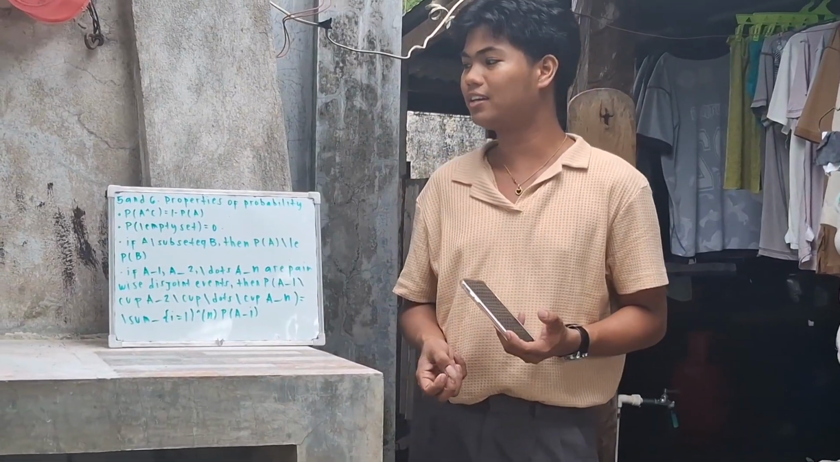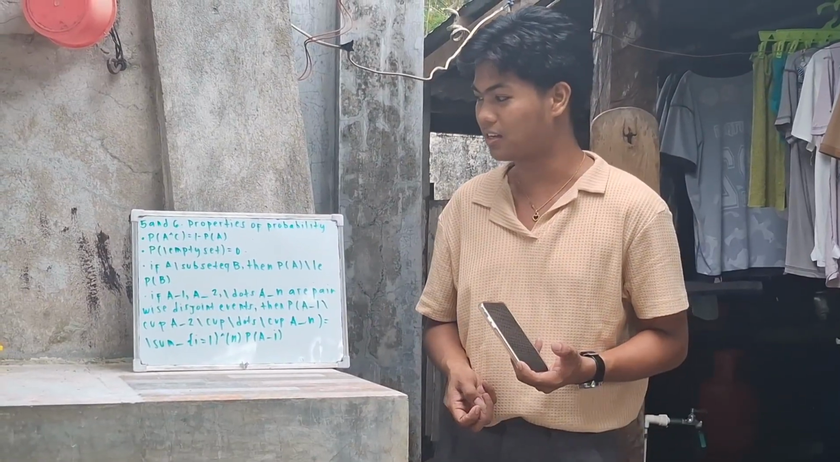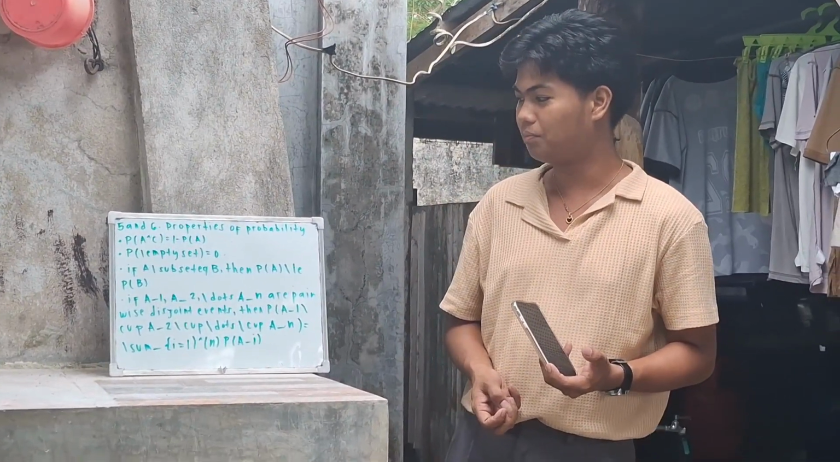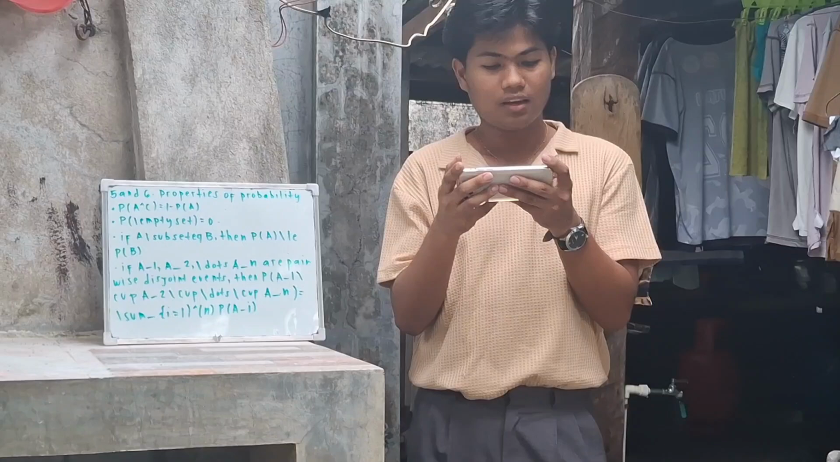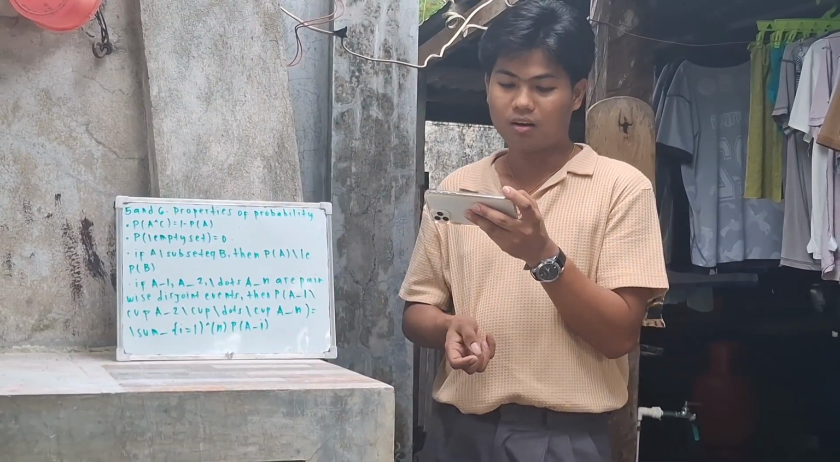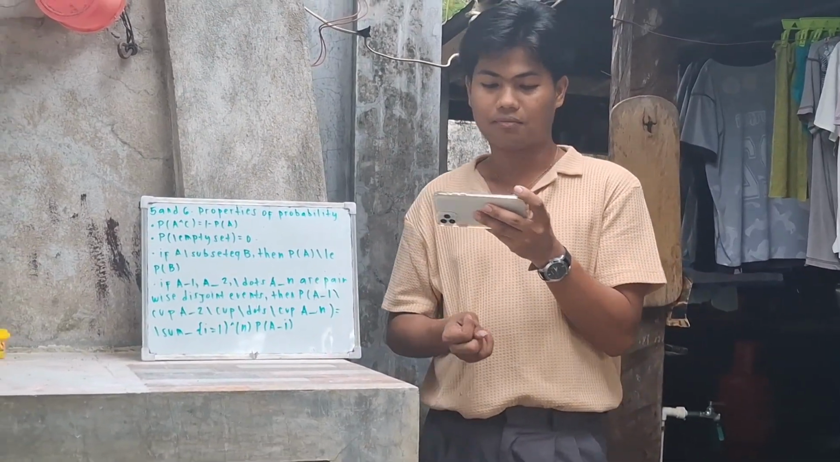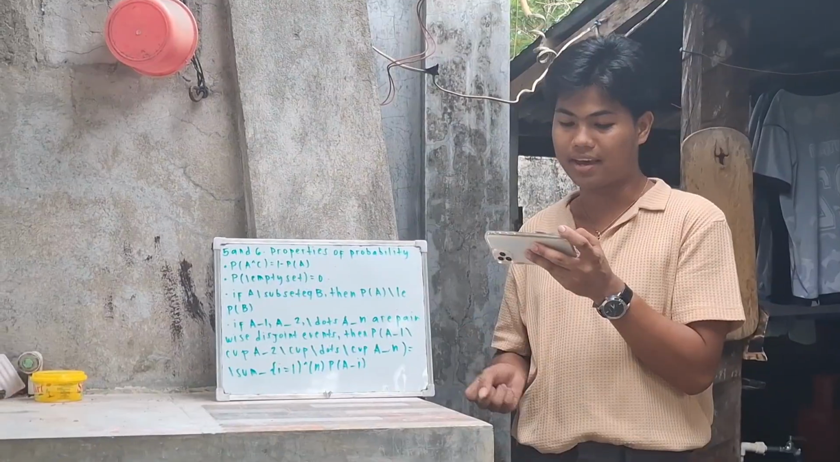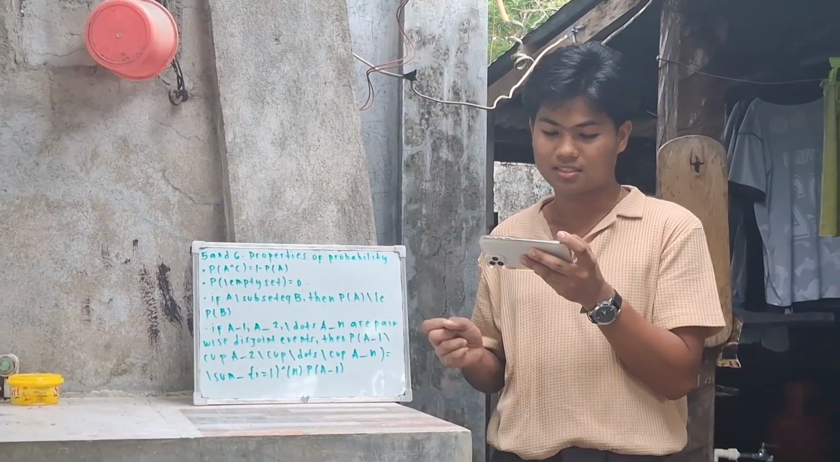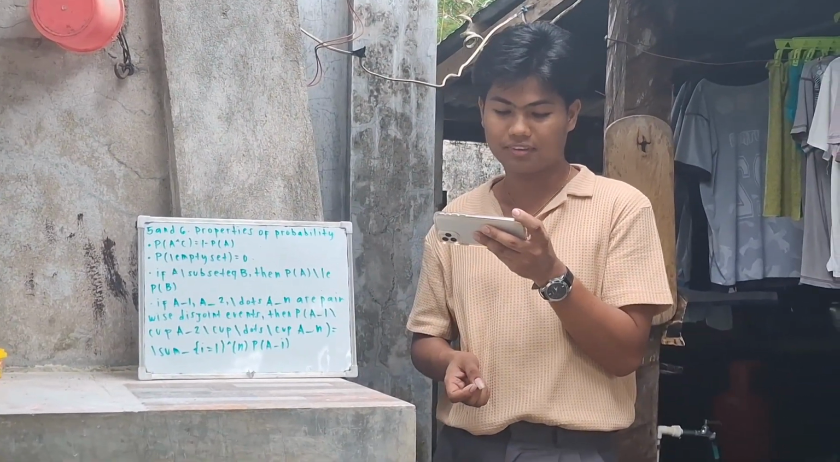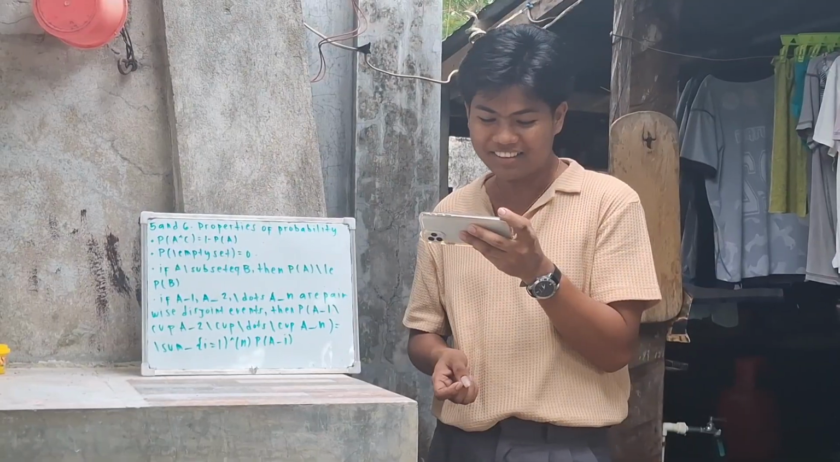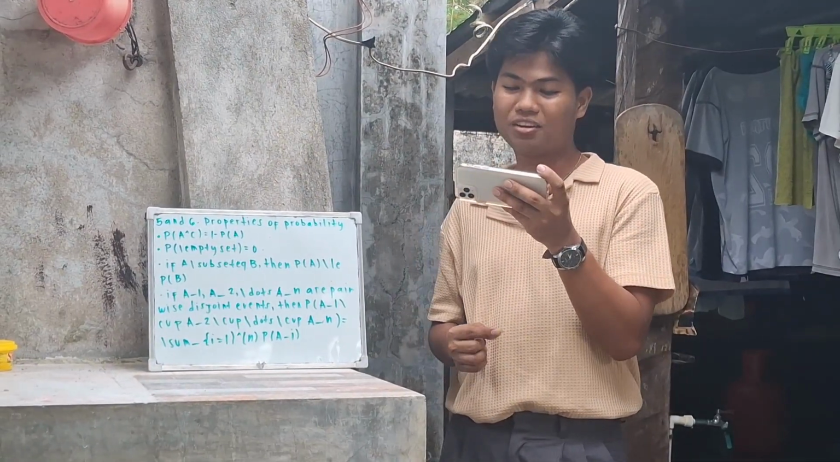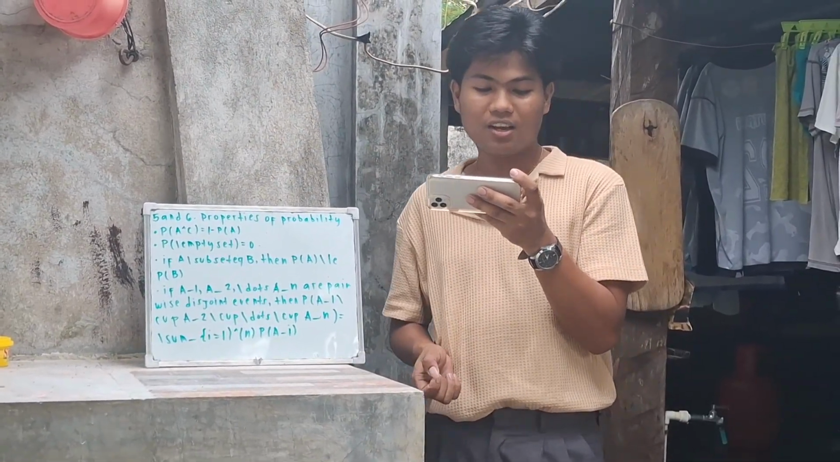This is my fifth and sixth discussion, properties of probability. This is the equation of properties of probability: probability of complement, probability of empty set, general finite additivity, probability of union of two events not necessarily disjoint, union bound.